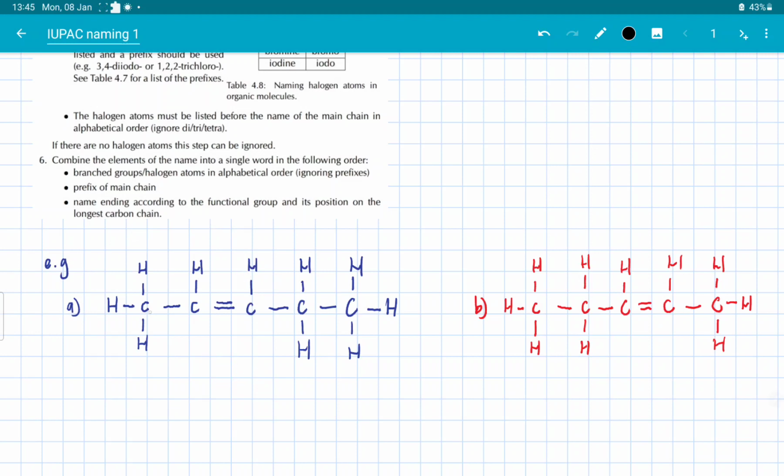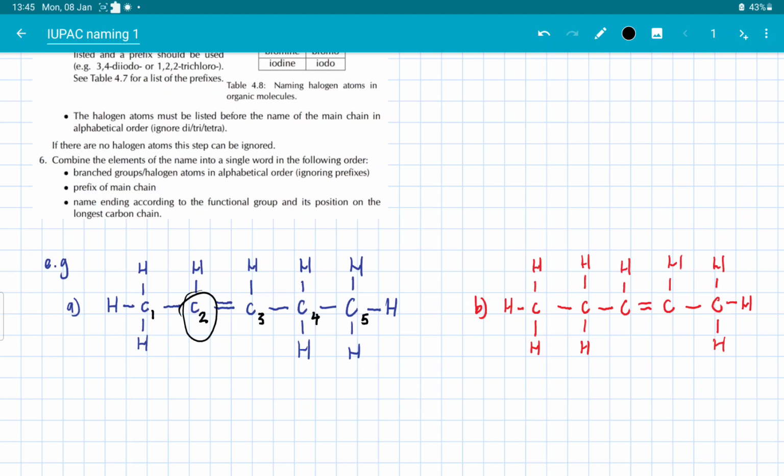So when I count, I'm going to say carbon 1, carbon 2. Remember, the carbon with the lowest number possible is the one that we mention for the functional group. 2, 3, 4, 5. Where is the double bond? The double bond is at carbon 2. Yes, it is between carbon 2 and 3. But the carbon that has the lowest number here is carbon 2. So we will say the double bond is at carbon 2.